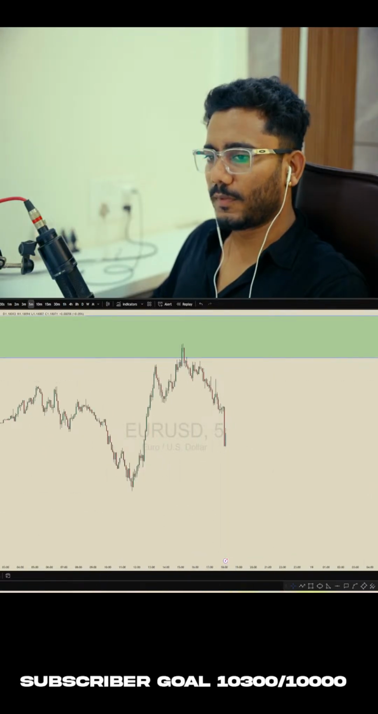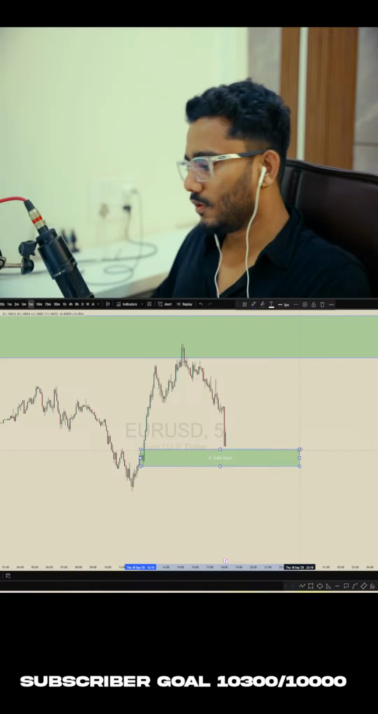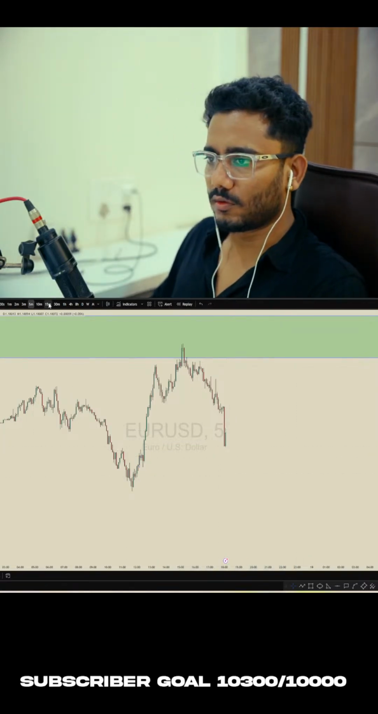Right now, price is reacting from this area. So I want price to break this low. Then we can look for sell.